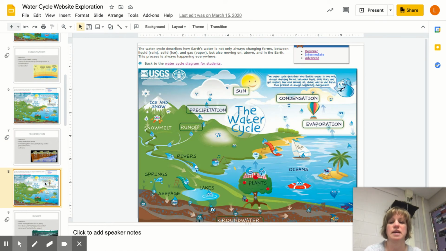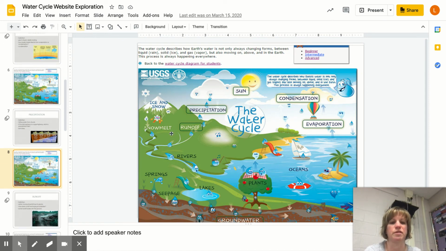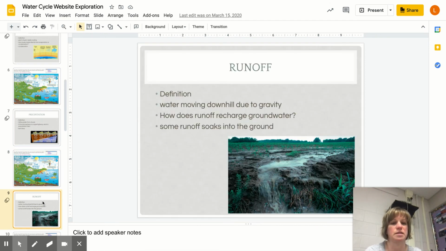Okay, so now we get to our next one, which is runoff. And these look like some of the water drops that are having the best time. You notice they look like they're on a slide on a playground. And runoff is honestly what it sounds like. It's water running off the land. So a better way to say it is water moving downhill due to gravity.